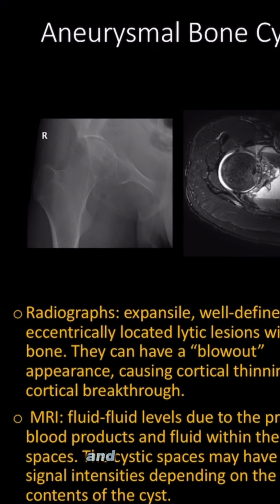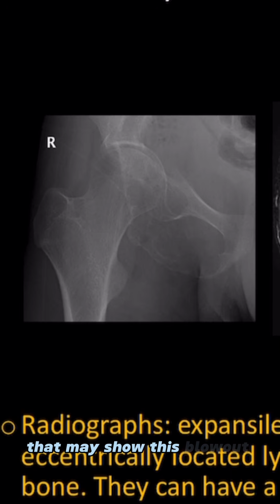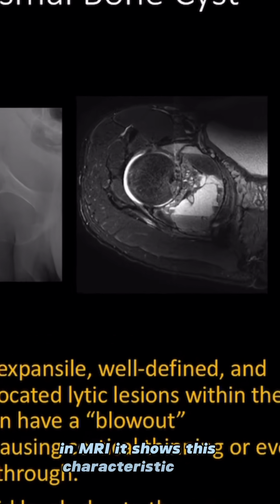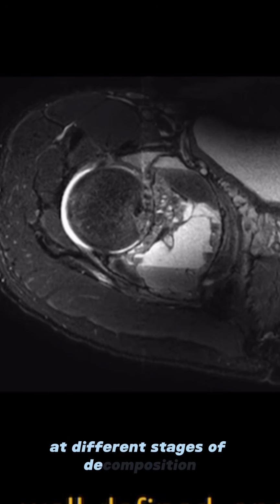In radiographs, aneurysmal bone cysts are expansive, well-defined lesions that may show this blowout appearance due to the expansion and can even cause cortical breakthrough and pathological fractures. In MRI, it shows these characteristic fluid levels because of the presence of blood products at different stages of decomposition.